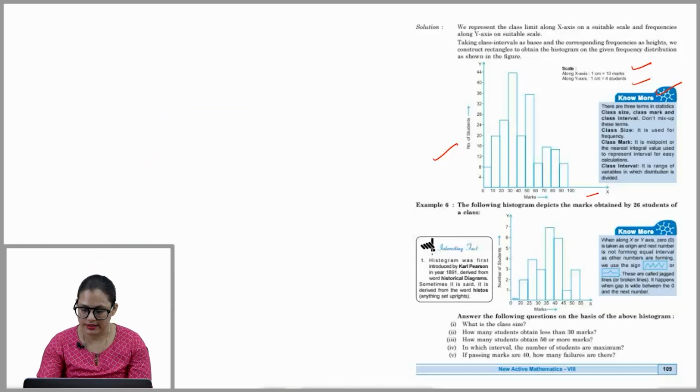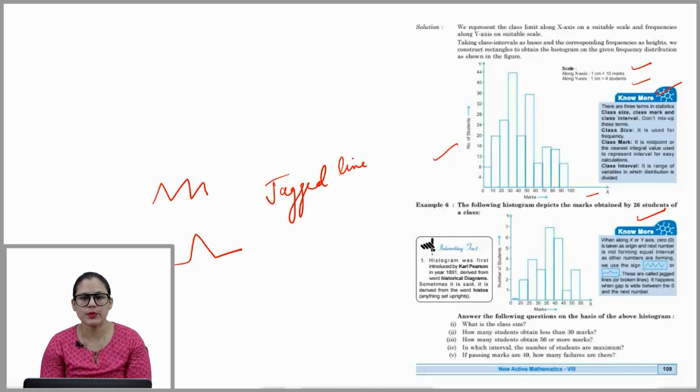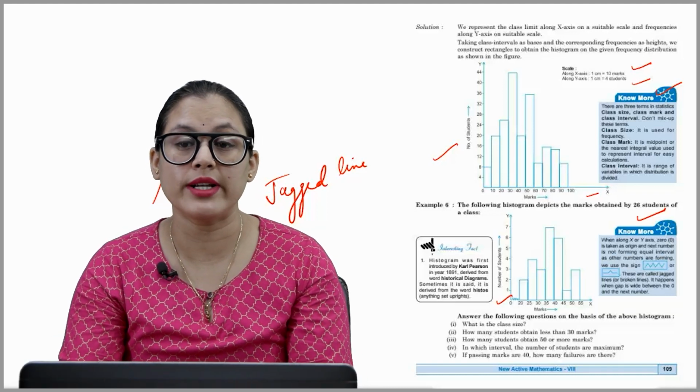When along the x or y axis 0 is taken as the origin and the next number does not form an equal interval, we use this sign, or you can use this sign also. These are called zigzag lines, or you can say broken lines. It happens when the gap is wide between 0 and the next number, as you can see in this example also. This histogram is depicting the marks obtained by 26 students of a class.